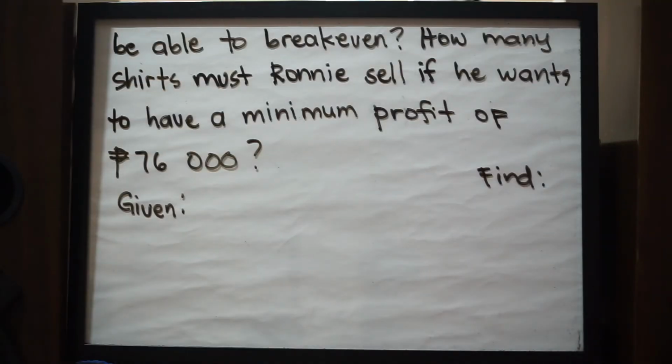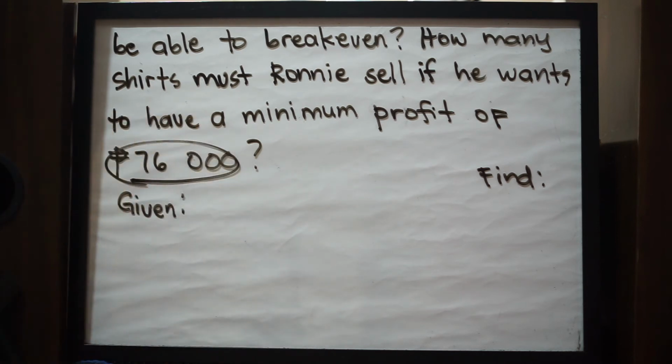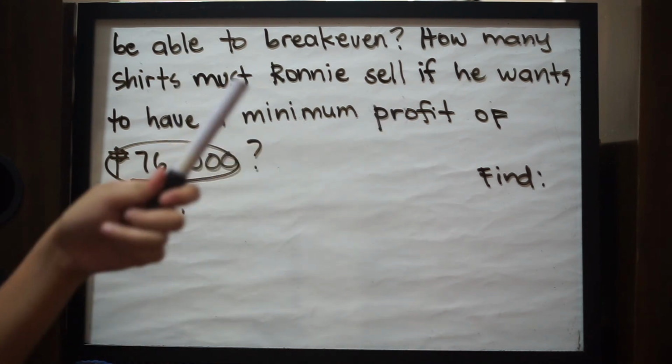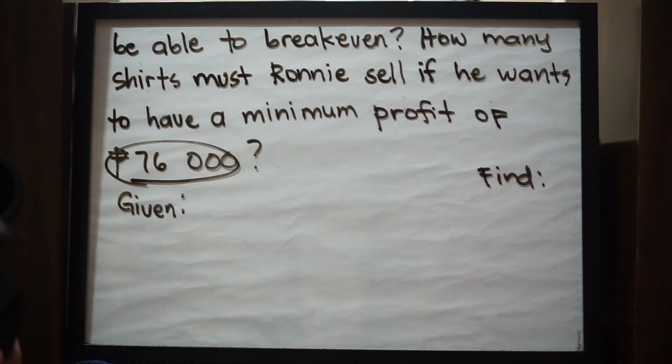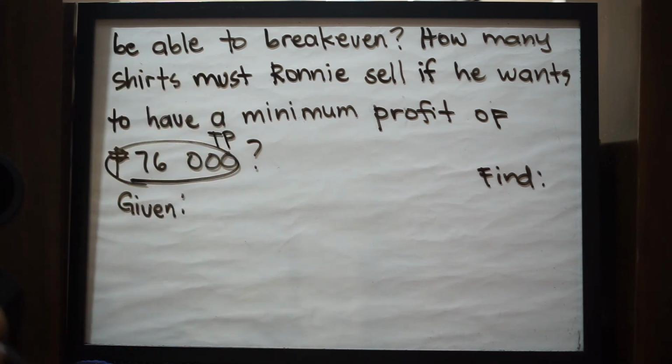How many shirts must Ronnie sell if he wants to have a minimum profit of 76,000 pesos? So, ayun na, sinabi na, profit of 76,000 pesos. So, ito yung target profit natin ngayon. So, let's write it properly.